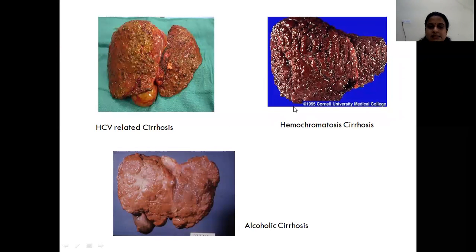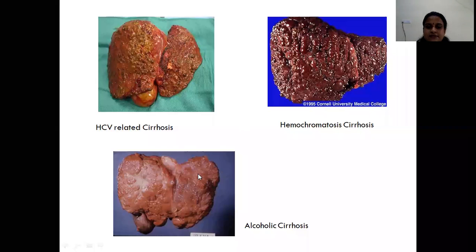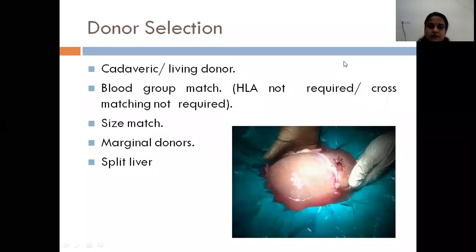HCP-related cirrhosis. This is hemochromatosis cirrhosis, cirrhotic liver. All these are diseased livers and potential candidates. The entire liver is involved, and these are candidates for liver transplantation.